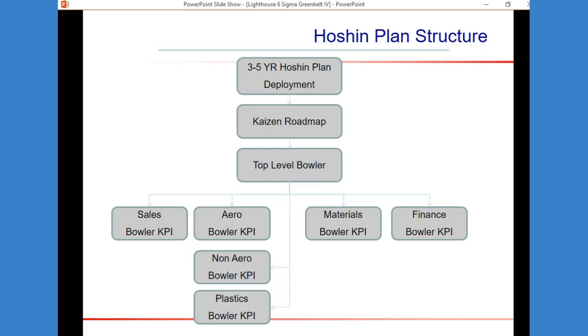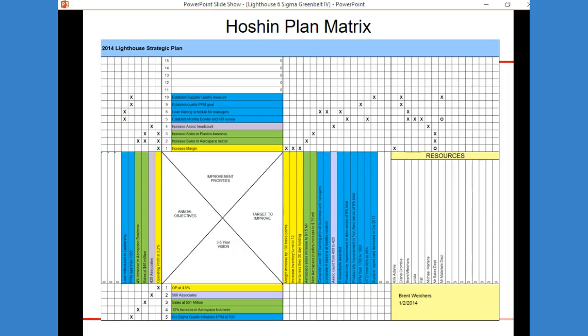So a Hoshin plan starts with, again, that 3 to 5 year vision of where you want to be. It drops down into a Kaizen Roadmap, and then it drops down into a bunch of different levels from there. But you always start at that 3 to 5 year level. Now it looks like this really complicated matrix, but you're not entering any information here anyways. This is just your view of it. Down below is where all the data gets entered.